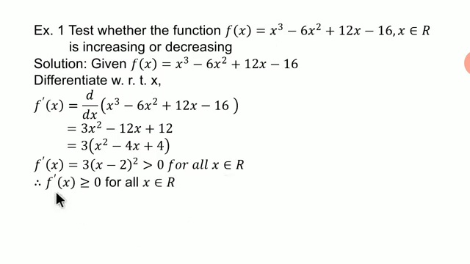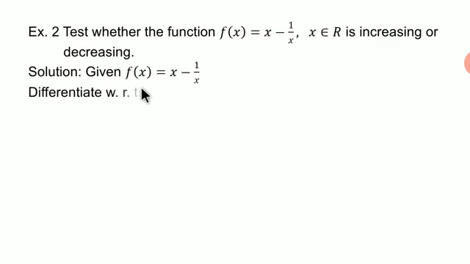And therefore f dash of x is greater than or equal to 0 for all x belongs to R, because for x equal to 2, we get f dash of x is 0. So we say for all values of x belongs to R, f dash of x is greater than or equal to 0. And when the value of the derivative is greater than or equal to 0, then the function is increasing, and hence f of x is increasing for all x belongs to R.